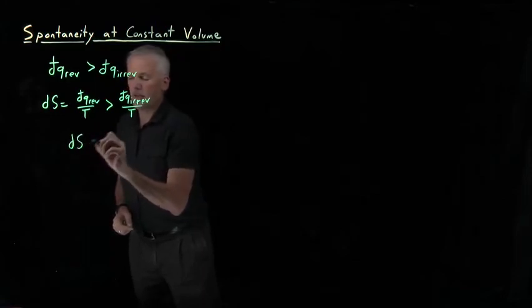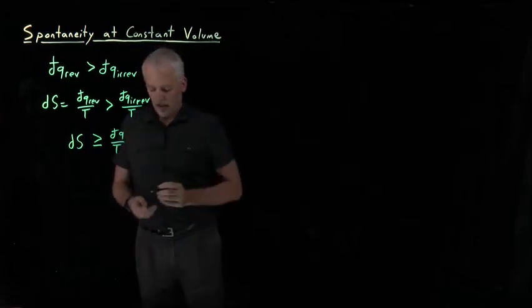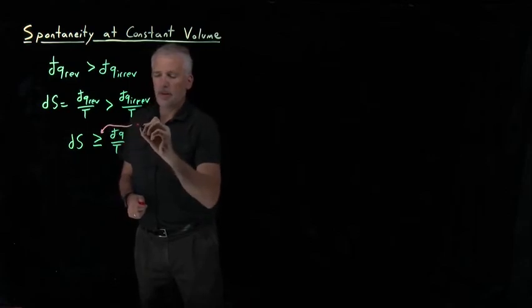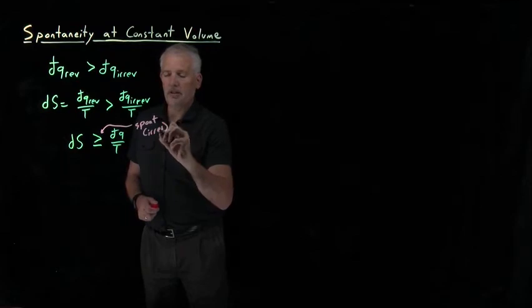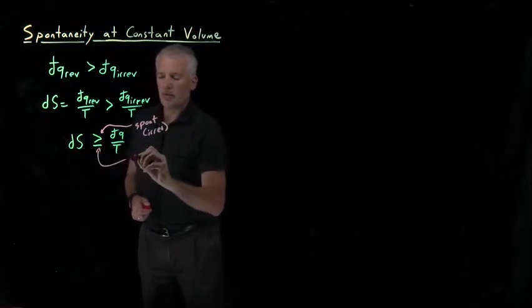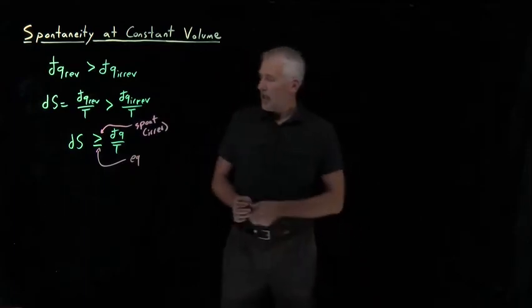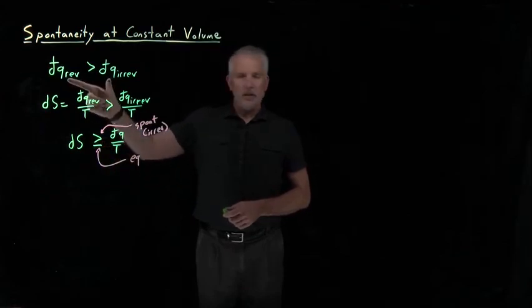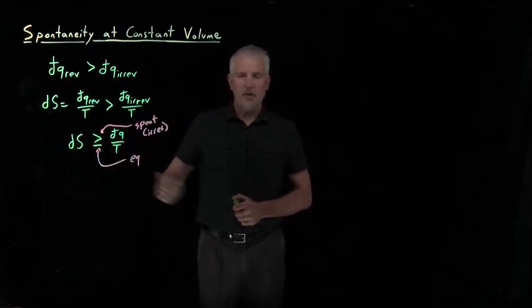So I can say dS is always either bigger than or equal to dQ over T, where the greater than sign would apply to any spontaneous process, in other words, any irreversible process, and the equal sign would apply to any equilibrium process. That may seem like a relatively minor change on either the irreversible heat inequality that we've seen before or the Clausius theorem. It's relatively close to that. We've just now got an inequality instead.